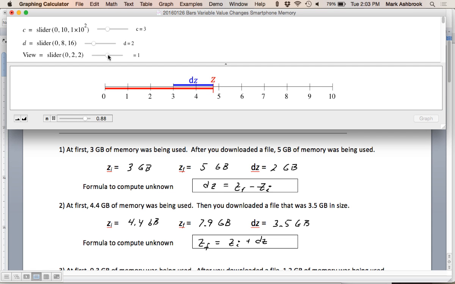Okay, DZ itself is a variable, right? Not only is Z a variable, but DZ is a variable. So as you're uploading this file or this app or this movie or whatever it is, the amount of change is changing. And that's how we want to think of it. We want to think of DZ itself as a variable, that it itself changes as the quantity goes from initial to final.